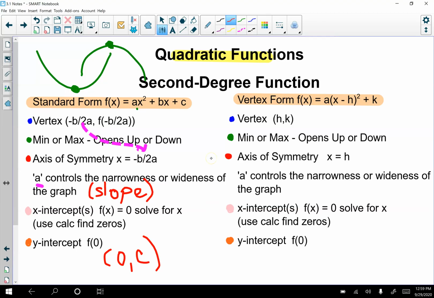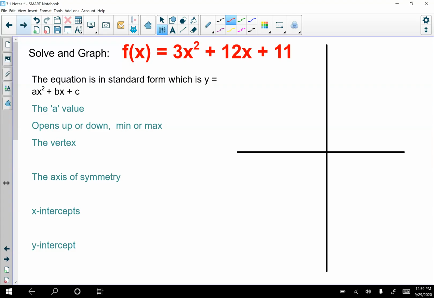Vertex form, some things are a little easier to find, some things are a little more difficult than the standard form. And the vertex, which is easy to find here, min or max, opening up or down, axis of symmetry, the a still controls the narrowness, x-intercepts and y-intercepts. So let's go ahead and just try one. It'll help you explain this. We'll refer back to that too.